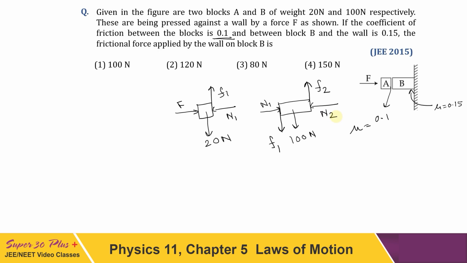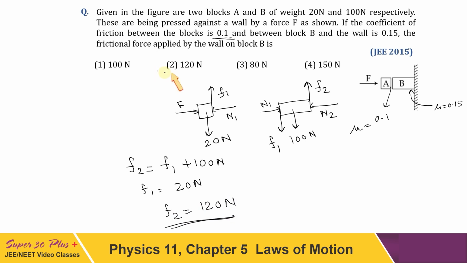Now I am going to start writing the equations. From the FBD of the second block we can write F2 should be equal to F1 plus 100 Newton. And from the first block we can write F1 is equal to 20 Newton. So if we substitute this value in the above equation, F2 will come out as 120 Newton. This will be our correct option.